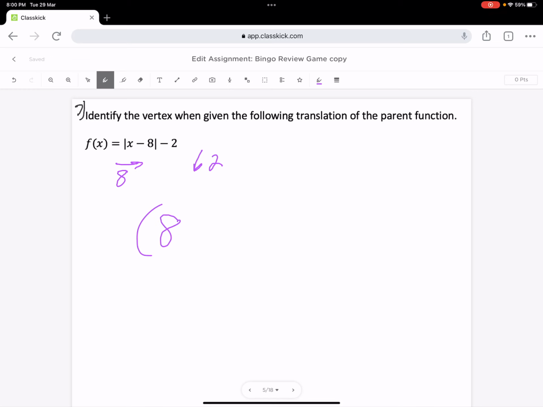Since we're moving left to right, that's my x value in my vertex, because our vertex is an x and y ordered pair. And since we're moving horizontally with this 8, it's telling me my x value, and then since we go against the sign, we're moving to the right, that's a positive 8, so my vertex for x is 8. Then we're moving down 2, and when we move up or down with our parent function, we follow the sign, so down 2 means negative, so our vertex is 8, negative 2.